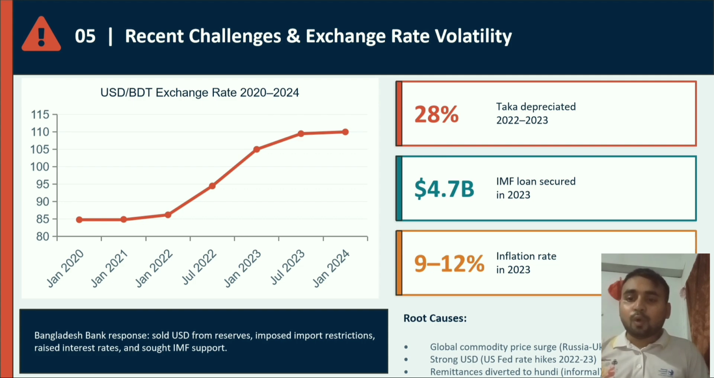First, global commodity prices surged after Russia's invasion of Ukraine, right? Especially fuel and food. Second, we can see the US Federal Reserve hiked interest rates aggressively, strengthening the dollar against all emerging market currencies. And third, remittance inflows through official channels fell as more workers used the Hundi system, where they could get a better rate.